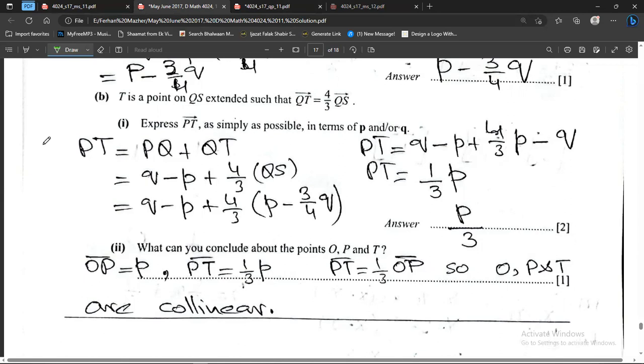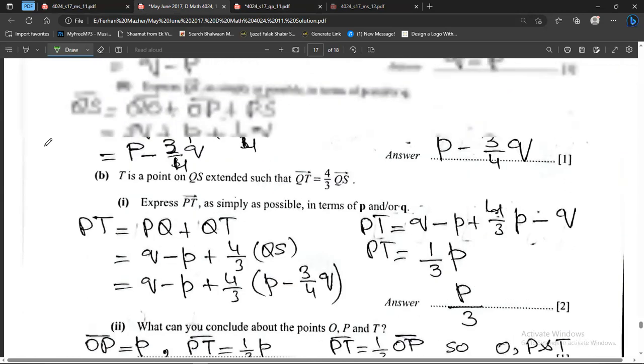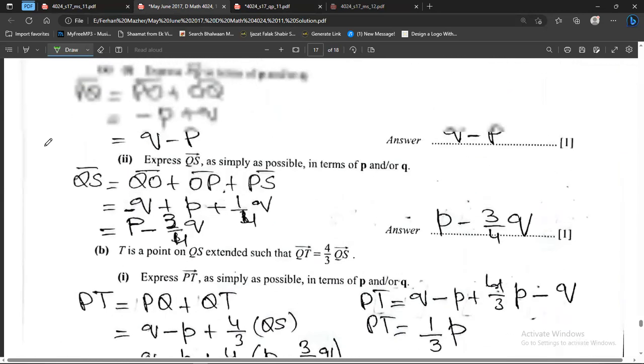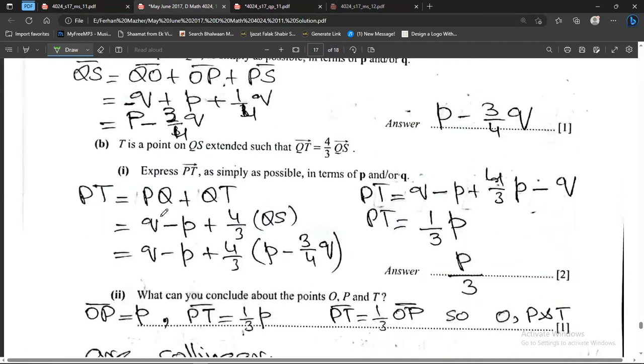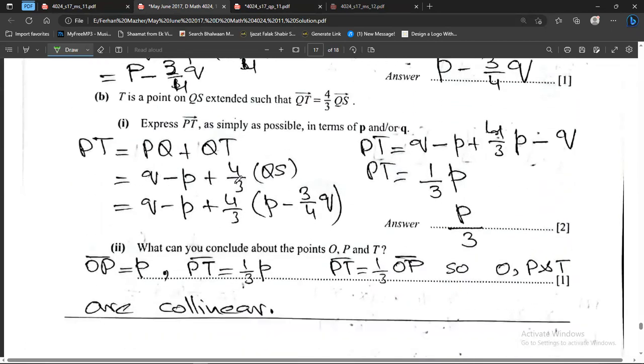So you will have PQ, P to Q we just found here. This is Q minus P plus 4 by 3. The QT is 4 by 3 of the QS. So this will be Q minus P plus 4 by 3 of the QS. We just found it, P minus 3 by 4 Q. So just open this bracket.